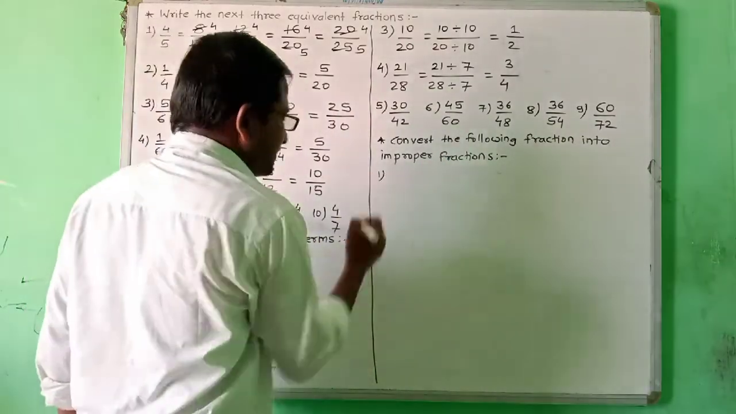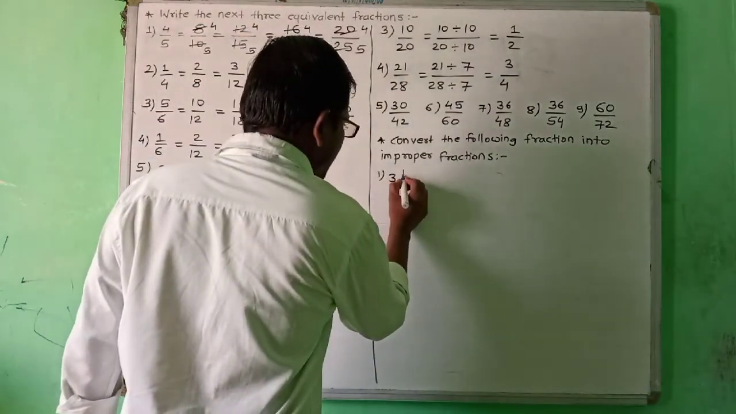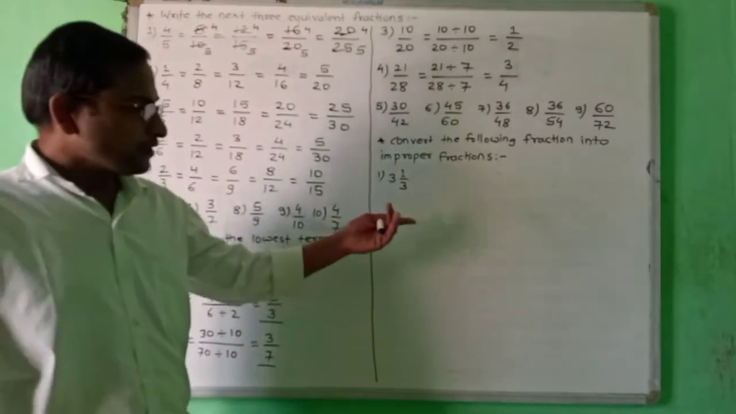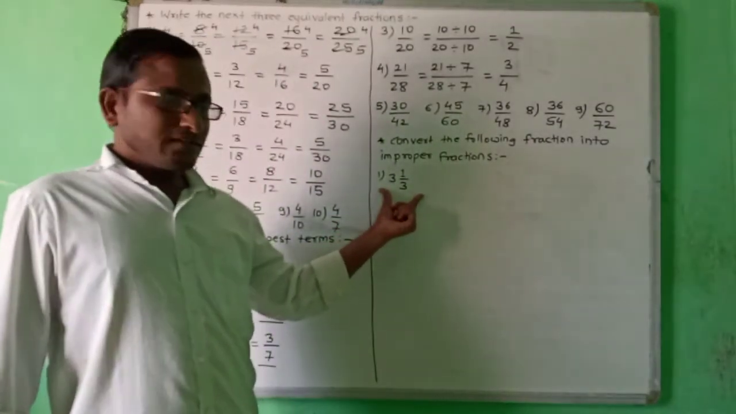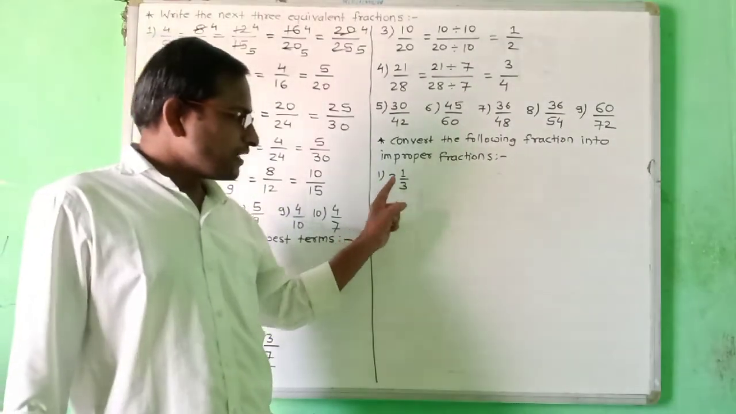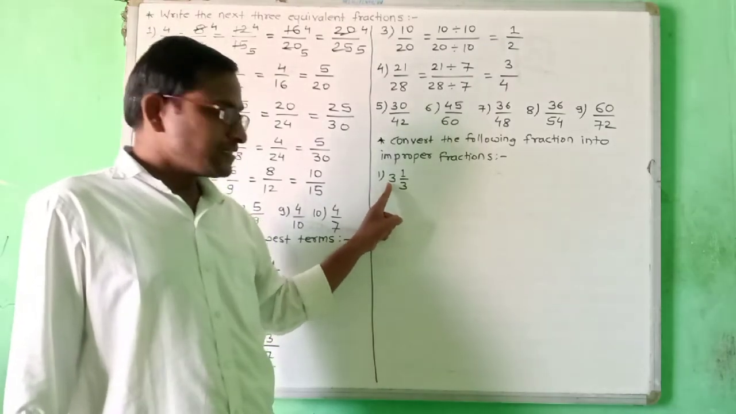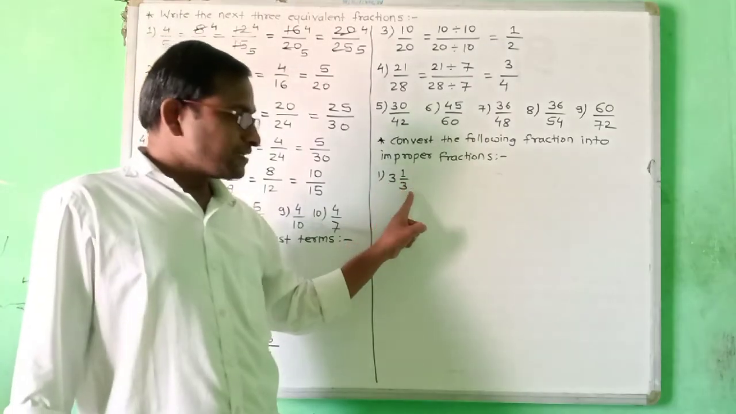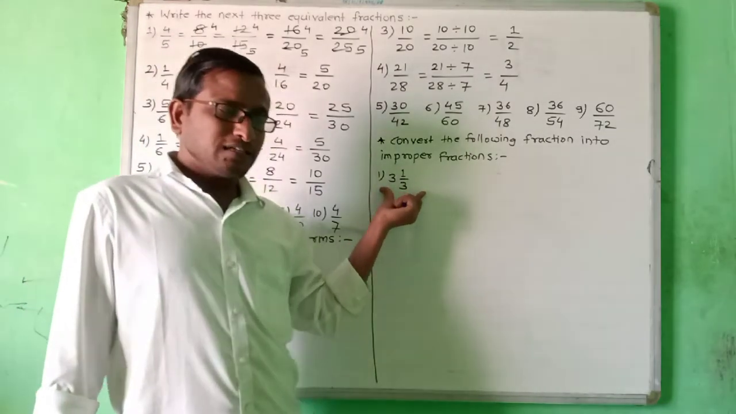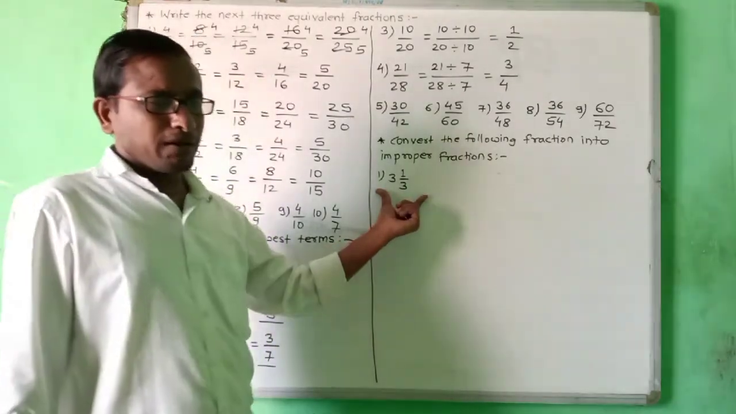See here in our first example, 3 integer 1 upon 3. So this is a mixed fraction. Mixed fraction means a combination of an integer and a proper fraction. The integer is 3 and the proper fraction is 1 upon 3. So a combination of an integer and a proper fraction is called a mixed fraction. So this value is converted into an improper fraction.